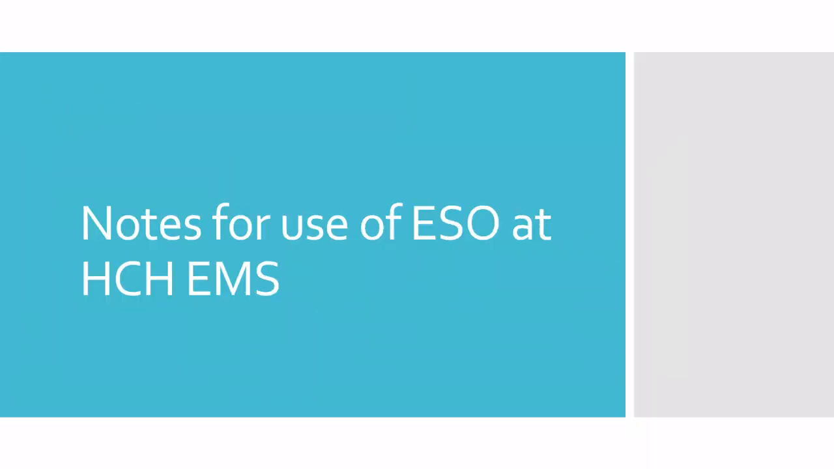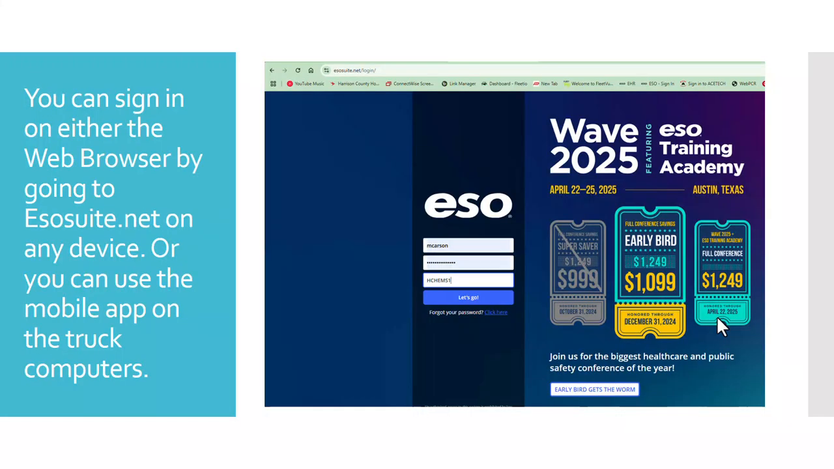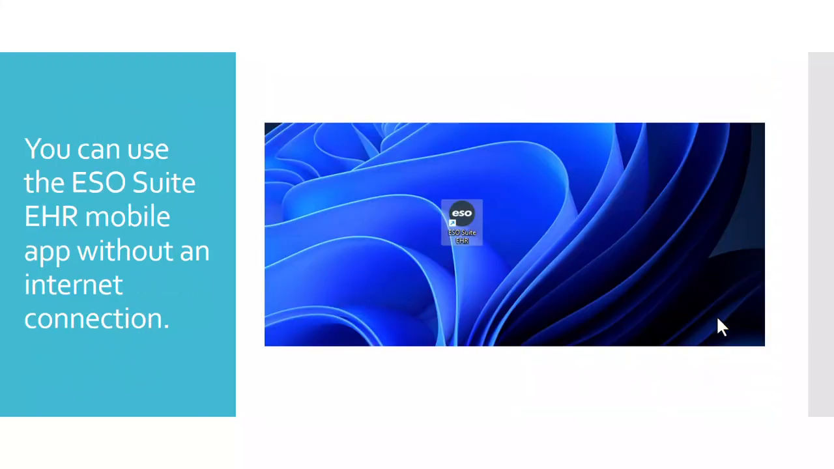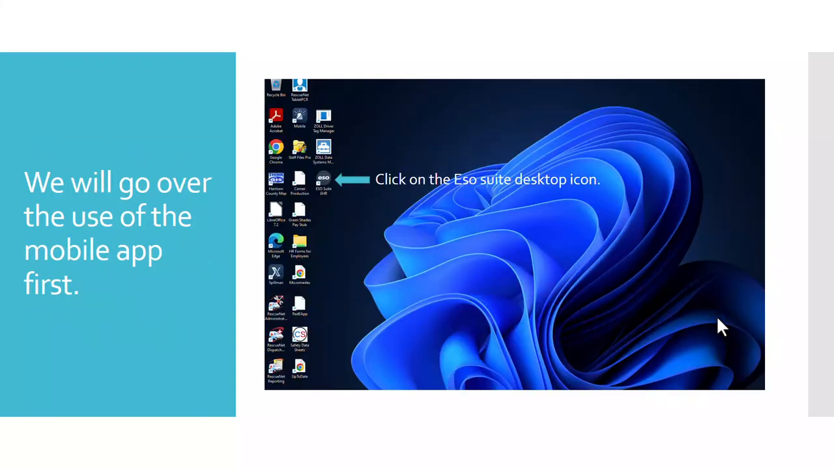This presentation gives you information that is specific to our organization when using ESO. You can sign in on either the web browser by going to esosuite.net on any device, or you can use the mobile app on the truck computers. You can use the ESO Suite EHR mobile app without an internet connection. We will go over the use of the mobile app first.